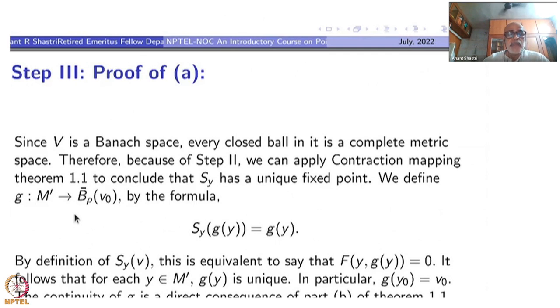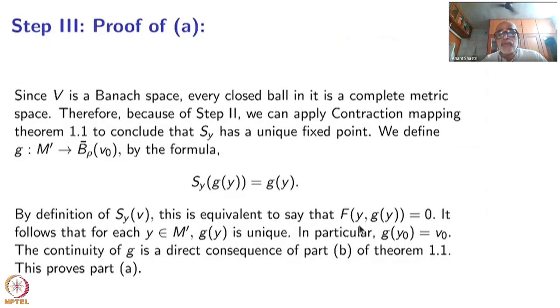We define G from M prime, where y varies, into the closed ball B-bar rho, by the formula S_y of G(y) is G(y). So it is the fixed point of S_y. For each y, there is only one unique point inside this ball. By definition, S_y of v being v is equivalent to saying that F(y, G(y)) is zero, because S_y of v is nothing but v minus F of v. So F(y, G(y)) is zero if and only if S_y of v is v. So it follows that for each y in M prime, G(y) is unique. That is the conclusion of the contraction mapping.